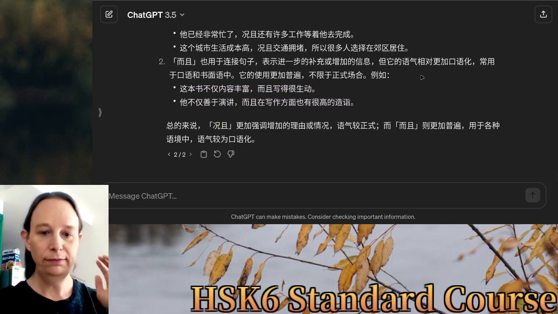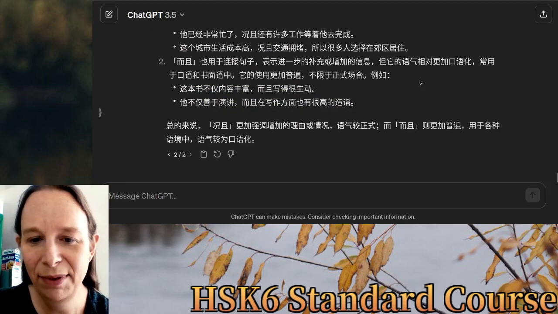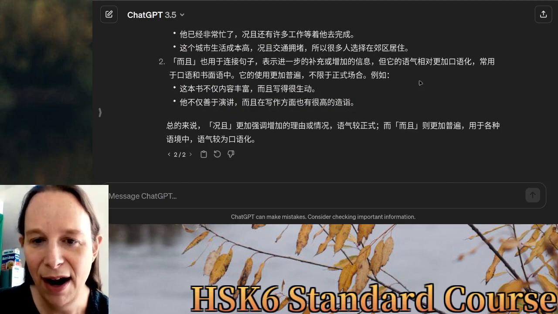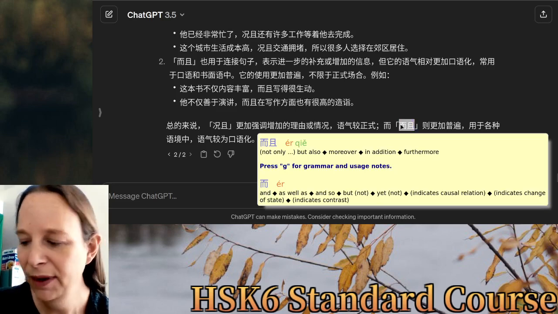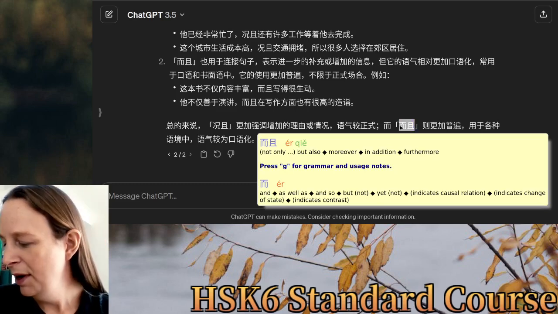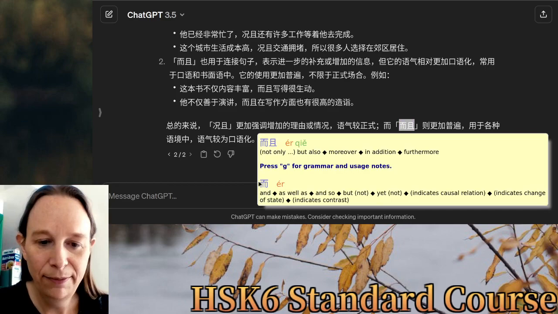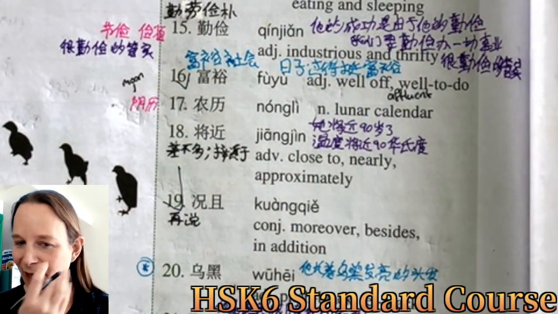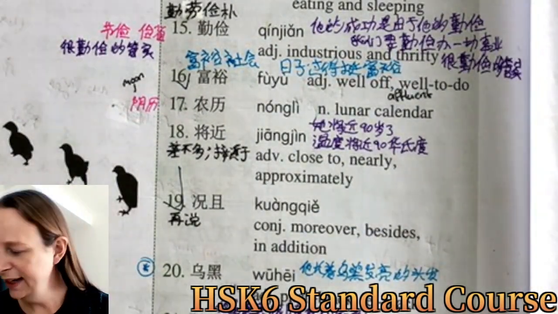况且, very, very similar. 而且 seems more general though. Whereas with 况且, you're making an argument. You're presenting an argument, you're giving extra evidence, justification, etc.